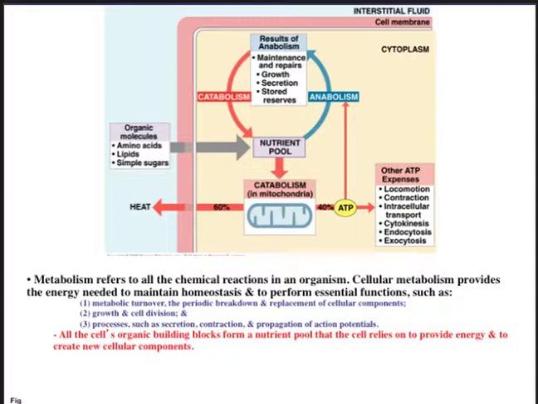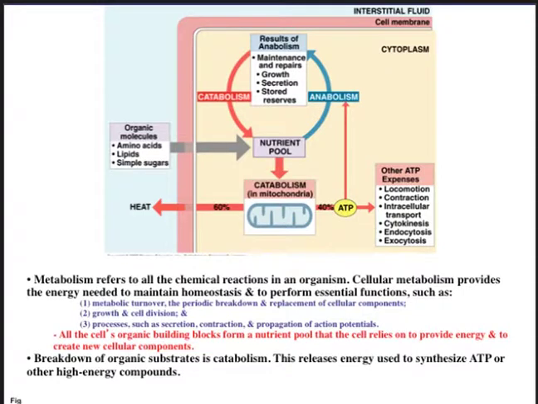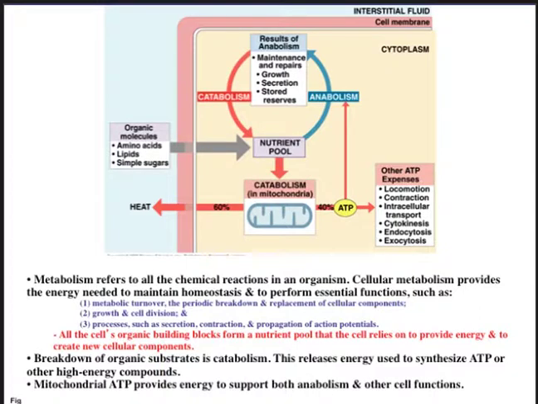And that's what is contained in the chemical bonds in the macronutrients that you consume. And as those bonds are broken, that energy is seized and then transferred to other molecules and eventually to ATP, which is used directly to drive these processes. The breakdown of organic substrates is termed catabolism. This releases energy used to synthesize ATP and other high energy compounds. Mitochondrial ATP provides energy to support both anabolism and other cell functions.